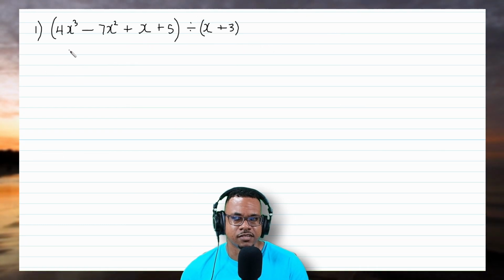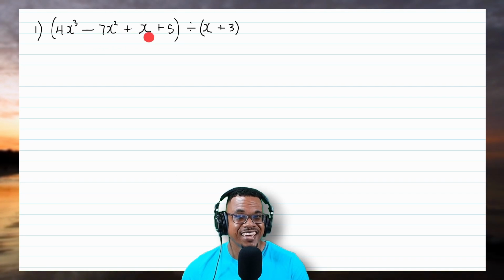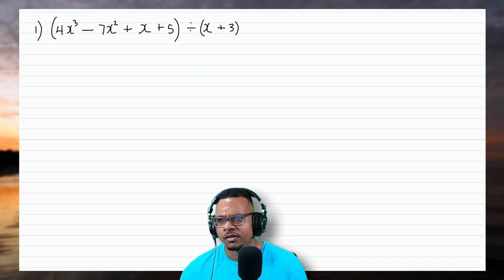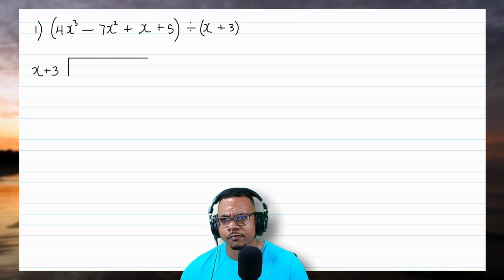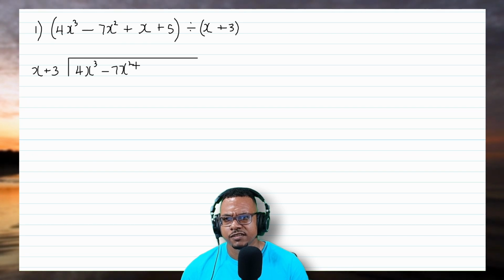So my first question, I have 4x cubed take away 7x squared plus x plus 5 divided by x plus 3. So I'm going to write my divisor like this, x plus 3. Then I'm going to have my dividend inside here, which is 4x cubed take away 7x squared plus x, which is 1x, plus 5. Alright?